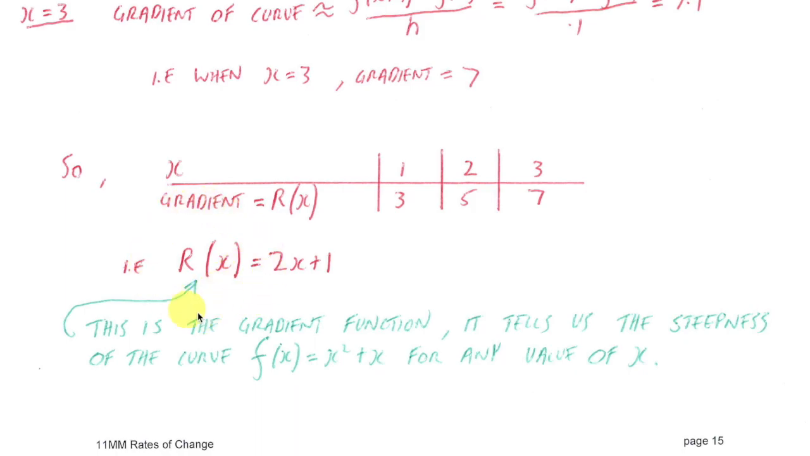So this is known as the gradient function. So r of x is equal to 2x plus 1. So what does it tell me? If I've got this curve, f of x equaling x squared plus x, in order for me to work out the instantaneous rate of change for any x value, I just get that x value, multiply it by 2 and add 1 to it.